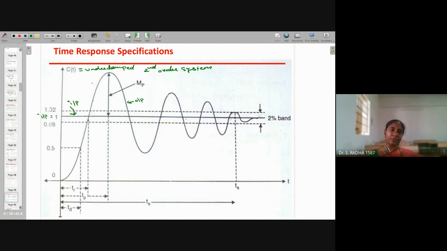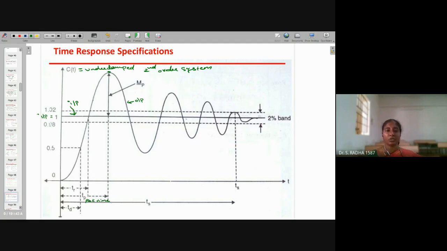Here, the maximum point for the first time, this is the maximum height it is reaching for the first time. Okay. And the time taken for that is called peak time. TP means this is the peak time. Time taken to reach the maximum height for the first time is called peak time.